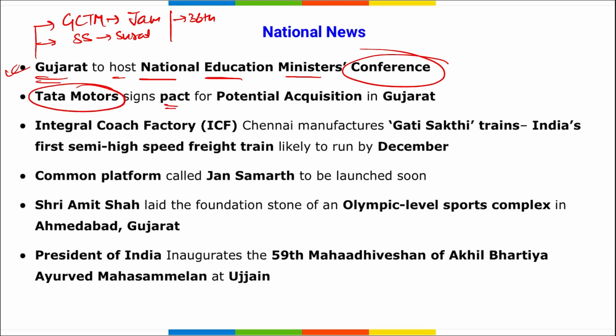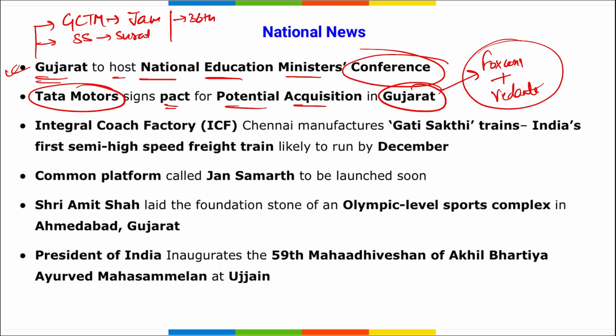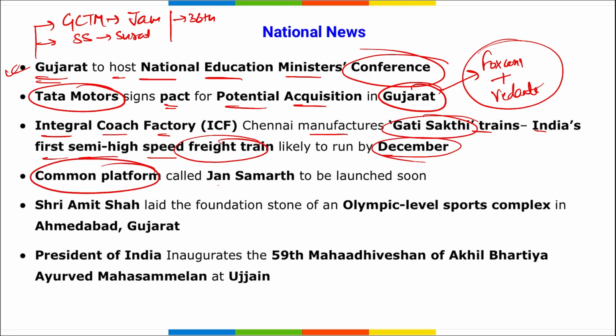Tata Motors, they signed a pact for the potential acquisition in Gujarat. Also, one more thing, remember in Gujarat, semiconductor manufacturing hub will be set up. Alright, and for this, Foxconn and Vedanta, they two came together for this particular manufacturing hub. Then Integral Coach Factory, Chennai manufactures Gati Shakti trains, India's first semi-high speed freight trains likely to run by December. Common platform called Jan Samarth to be launched soon. Shri Amit Shah laid the foundation stone of an Olympic level sports complex in Ahmedabad, Gujarat.